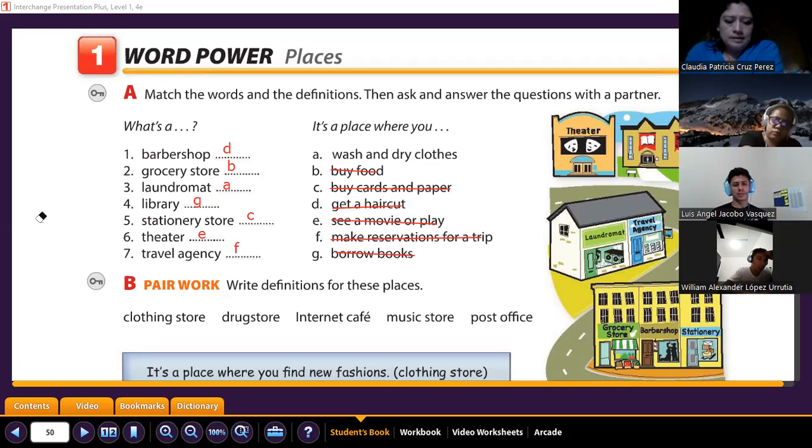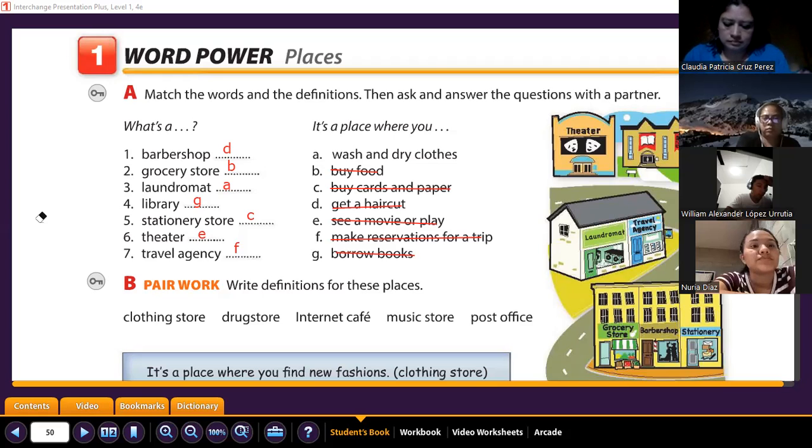It's a place where you buy card or paper. Good, thank you. Now, theater, please. In this case, Nuria to Paola again, right? Nuria? Oh, sí, ahí la tenemos a Nuria, yes.